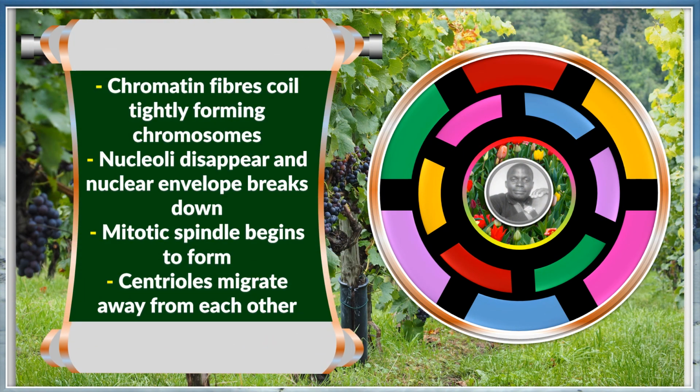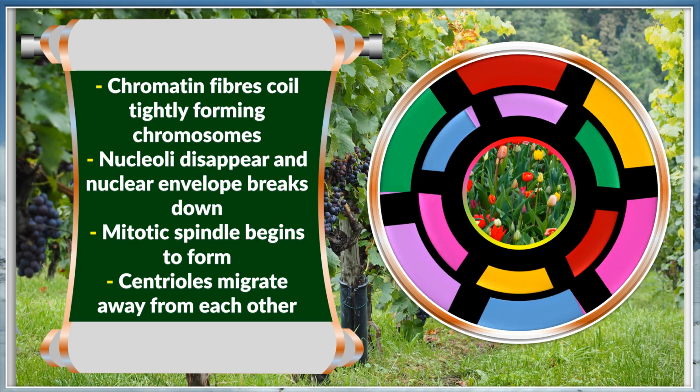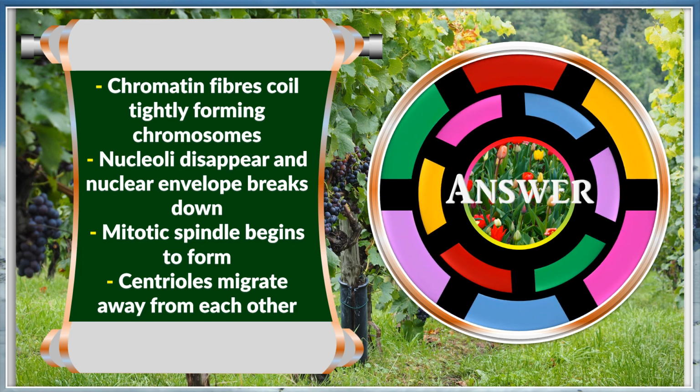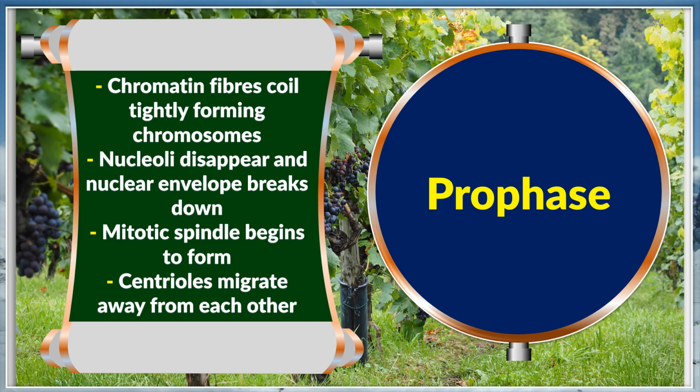Dash. Chromatin fibers coil tightly, forming chromosomes. Nuclei disappear and the nuclear envelope breaks down. Mitotic spindle begins to form. Centrioles migrate away from each other. Prophase.